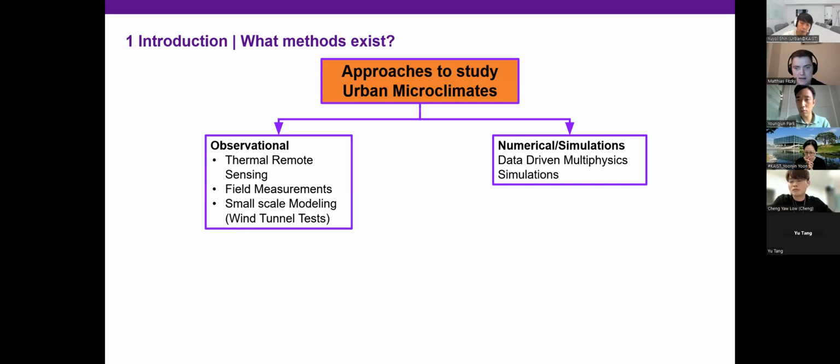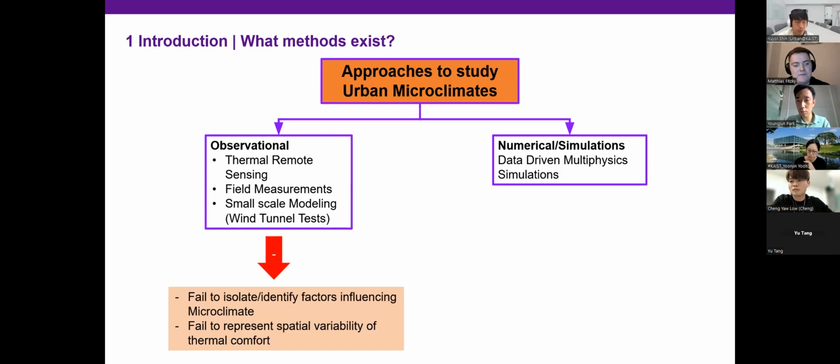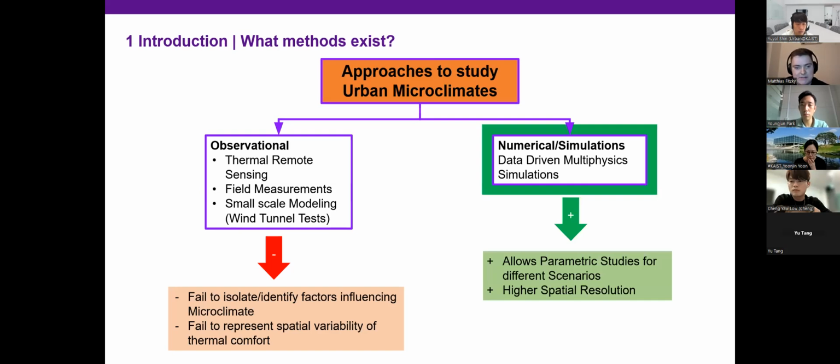data-driven multi-physics simulations. The observational approaches fall short in identifying and isolating variables that markedly affect the urban microclimate. And they also fail to represent the spatial variability of certain thermal comfort indicators. Then the simulations allow you to run parametric studies, meaning you can run through different scenarios and really pinpoint which exact parameter is currently causing the thermal discomfort in an area. And also, what you can do with simulations, you can go much higher in the spatial resolution of monitoring what exactly the impacts are on the human scale.